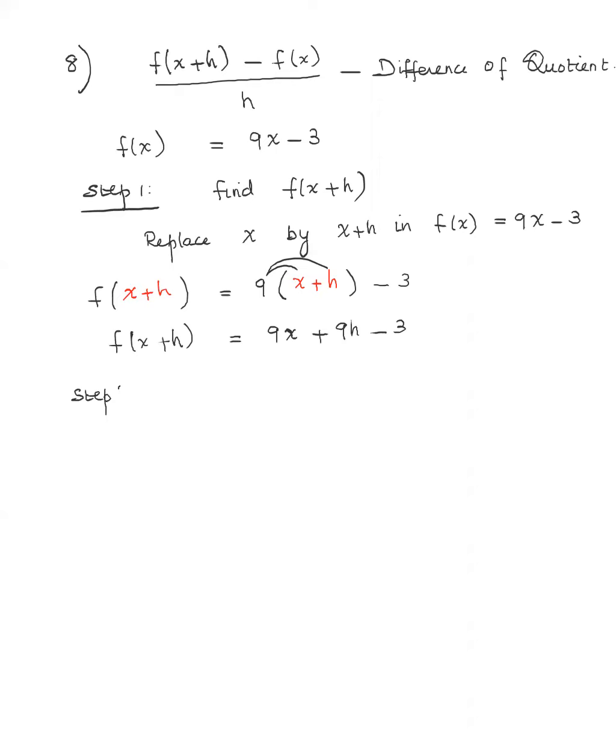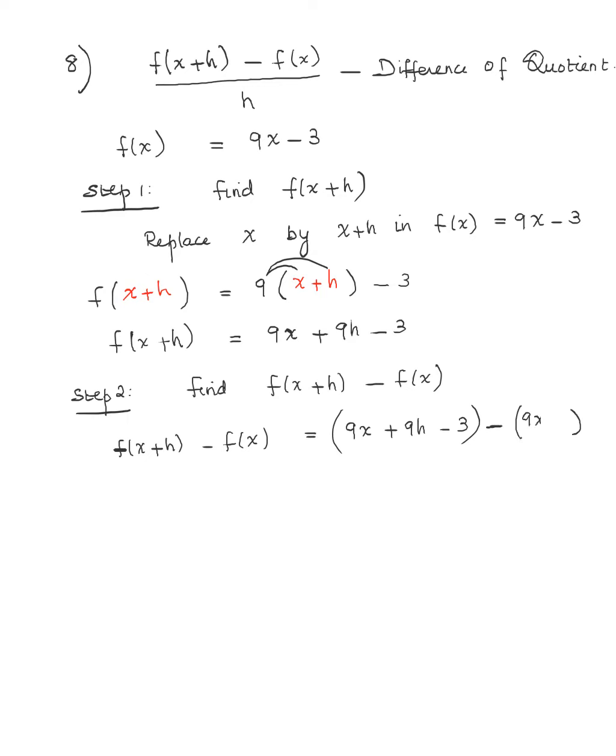Step 2, we are going to find f of x plus h minus f of x. From the previous step, we got f of x plus h, so I'm plugging in that one, minus f of x, which is 9x minus 3. Now let's remove the brackets. The first one is positive. The second one is minus, so you have to distribute the minus sign here. So we get 2 terms. What happens now? This 9x and 3 get cancelled. So we just get 9h.